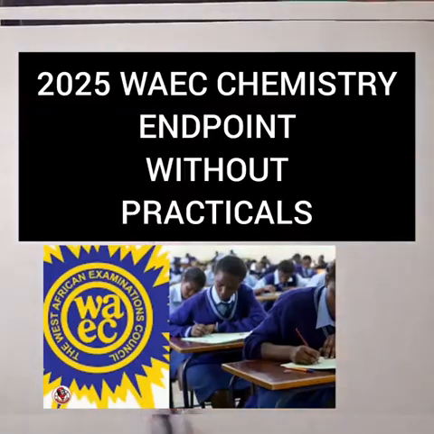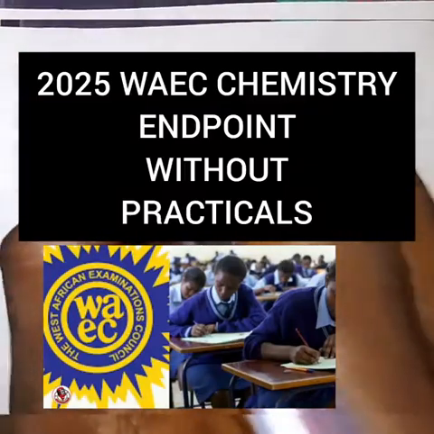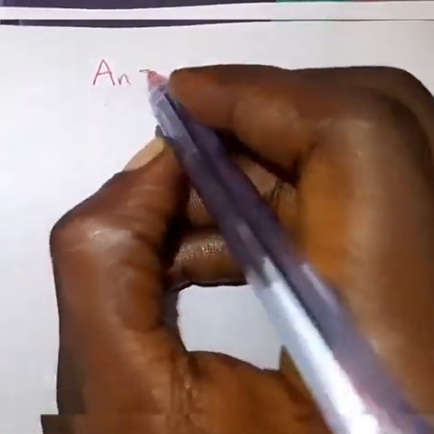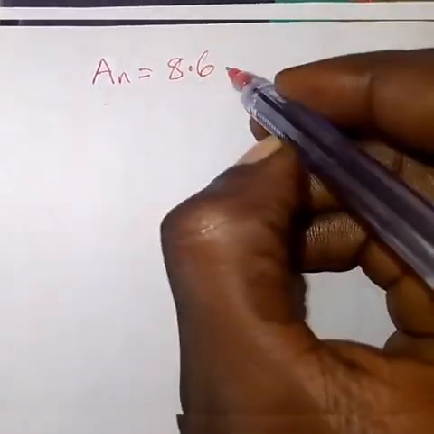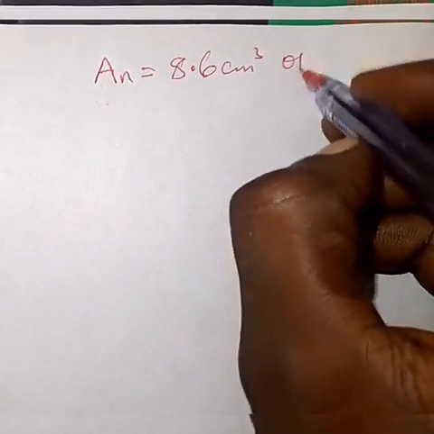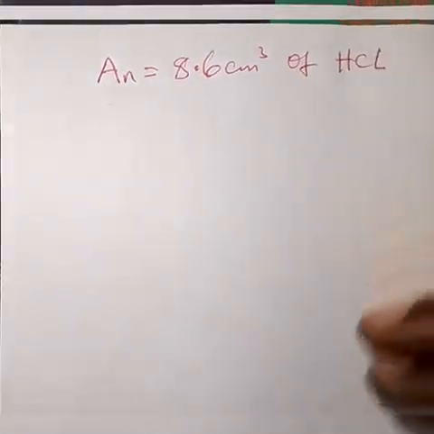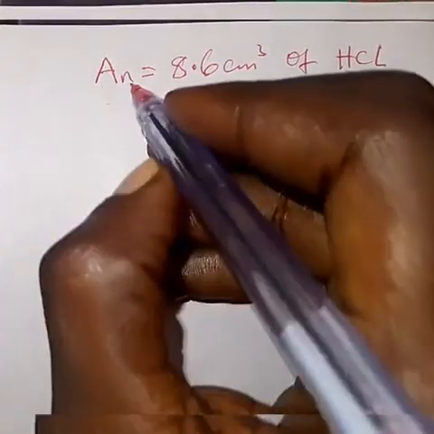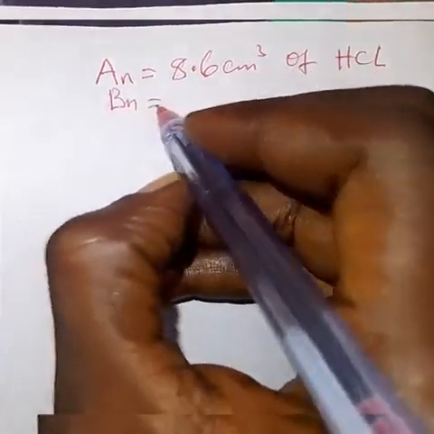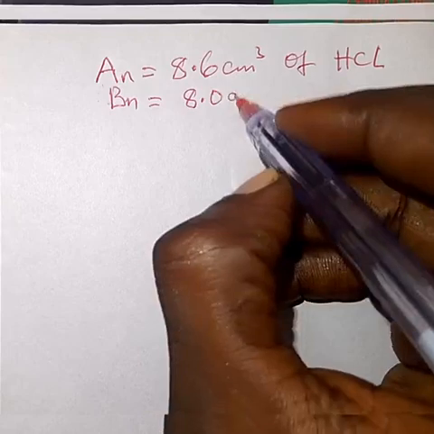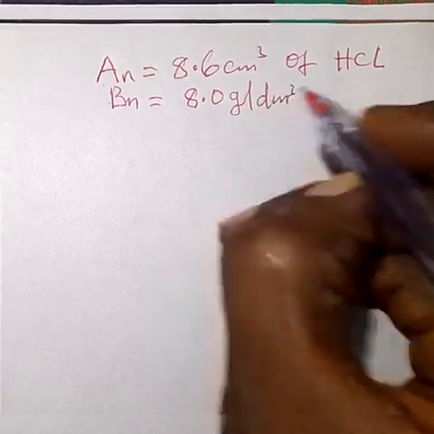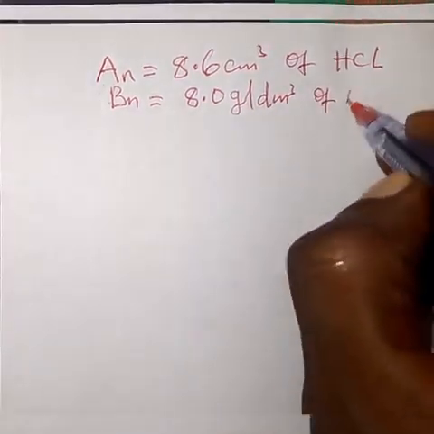After performing your chemistry practicals, this is the endpoint you are supposed to get, or something very close to this. You are provided with 8.6 cm cube of hydrochloric acid. You have 8.0 grams per dm cube of sodium bicarbonate, which I will call baking soda.